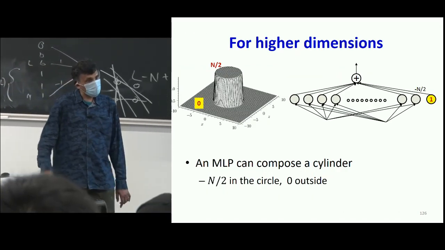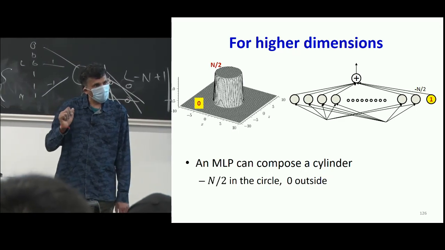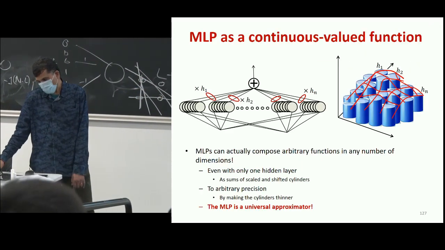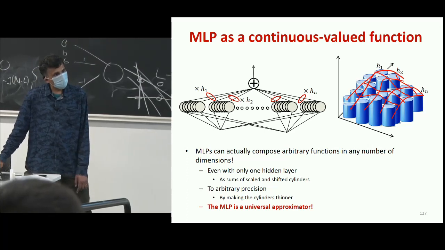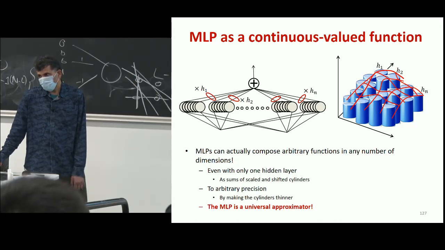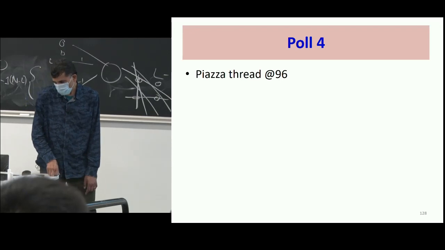Remember, for higher dimensions, I can produce a cylinder, correct? And so I can create any function at all that I want by filling it up with cylinders and raising them to the right height. Okay? So here's your fourth poll.